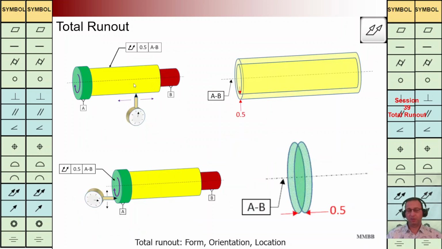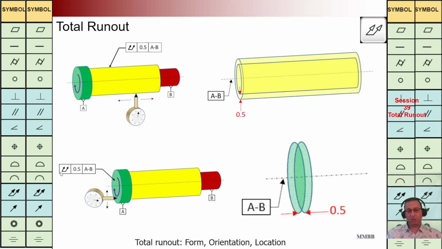Here at top, this total runout is implemented for this surface. Tz is 0.5 back to AB axis. We are going to have two coaxial cylinders, and that profile should be in that Tz when we are going to rotate the component, and the dial gauge is going to move on this surface, left and right.